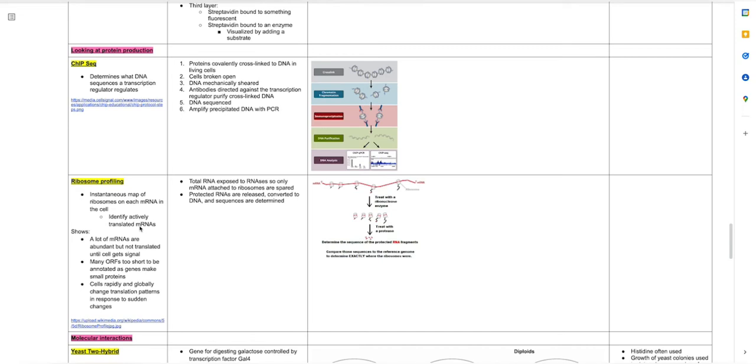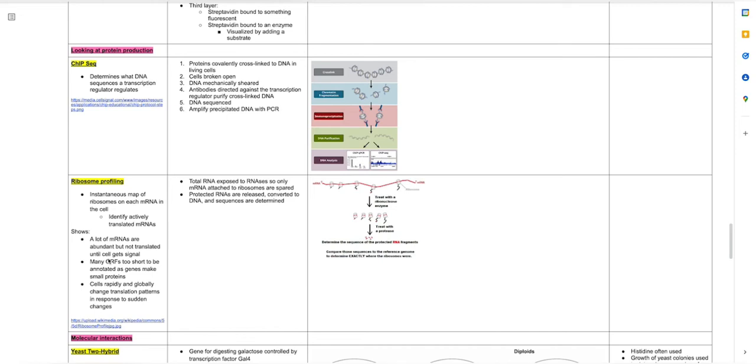There are also a lot of open reading frames, ORFs, which are basically stretches of DNA without a stop codon, that are too short to be counted as genes, but they actually make some small proteins. And it also shows that cells can rapidly and globally change translation patterns in response to sudden changes.